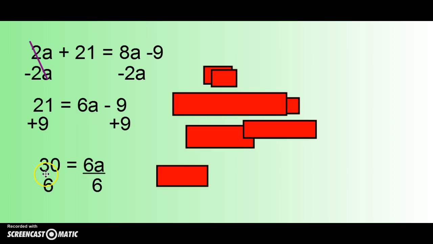I should have put that little underline there. Divide 30 divided by 6. 5 equals a.